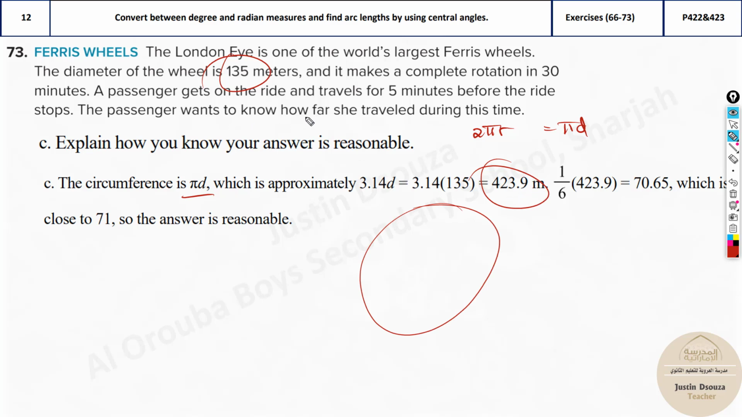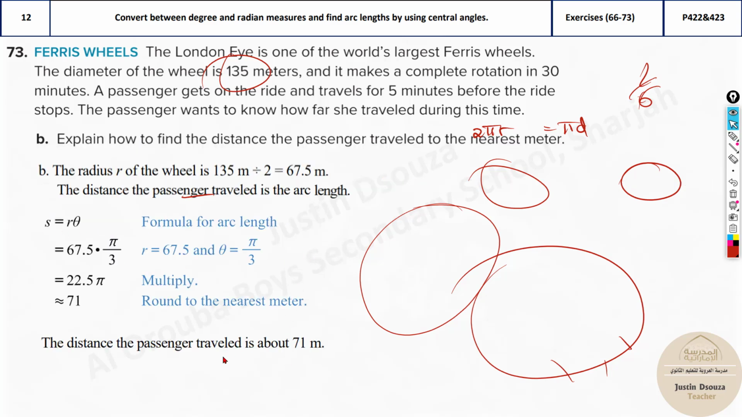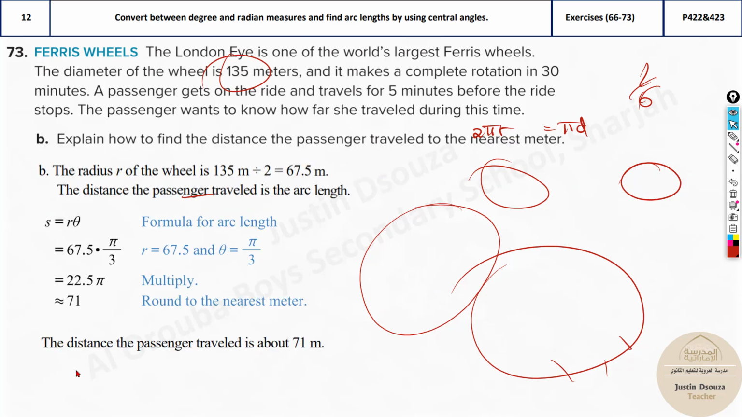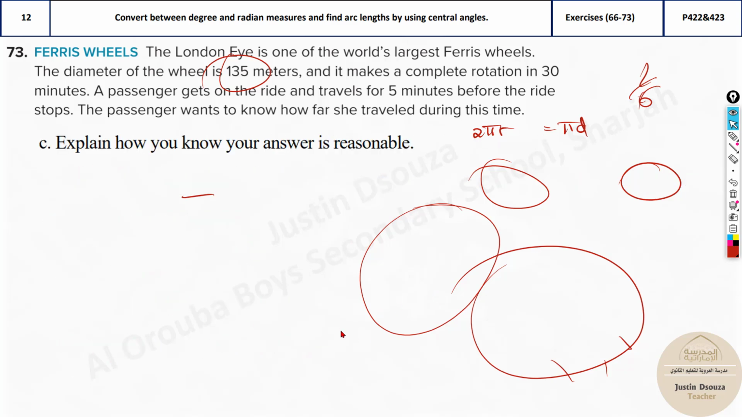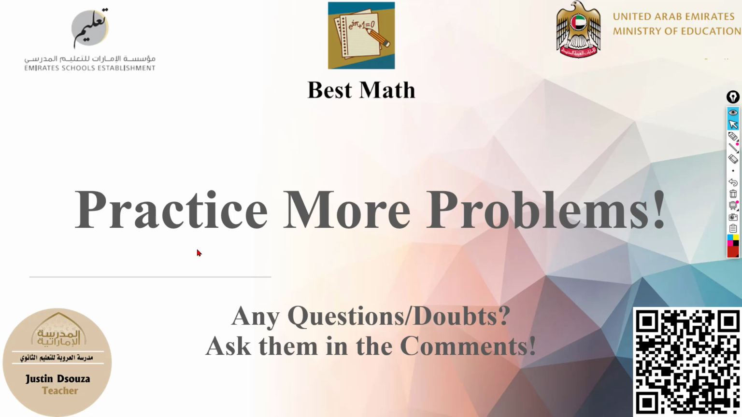Now we know that the passenger just traveled 5 minutes. That is 1/6 of the entire rotation. Only 1/6 of the whole. So multiply this total circumference by 1/6. How much is the answer? You get 70.65, which is what we got, right? 71. See, we also got the same thing, or very close. So yes, that is correct. The distance traveled by the passenger is 71 meters. And even if you do it like this, you will get 71 meters itself. That's the end of this particular question.